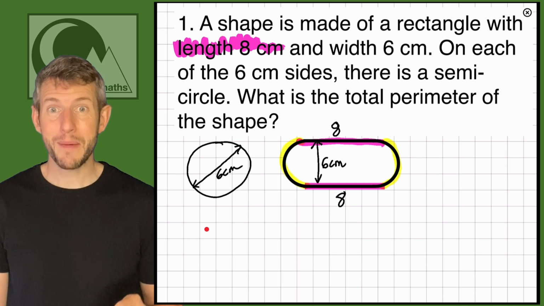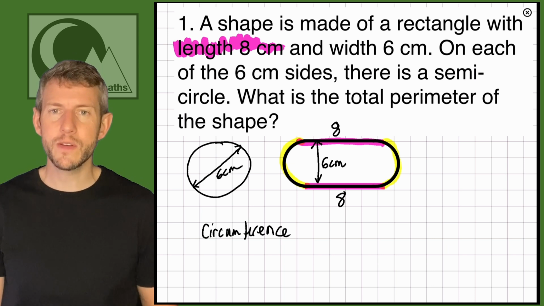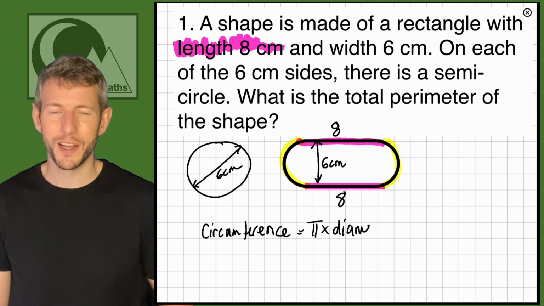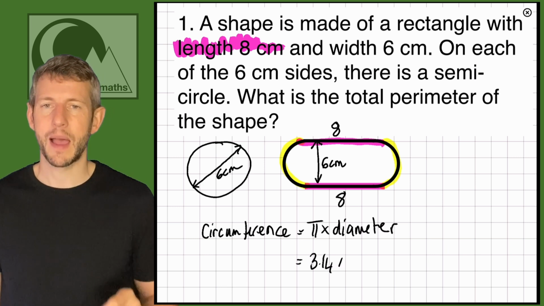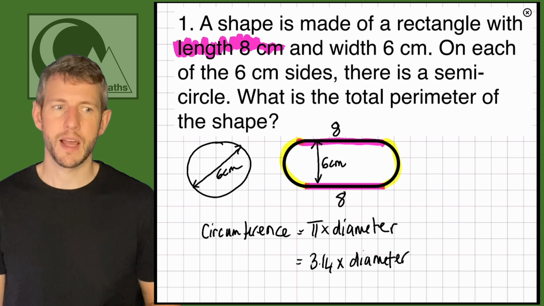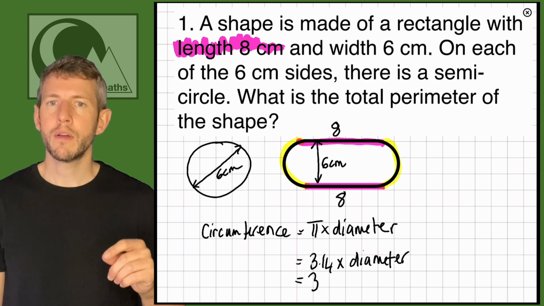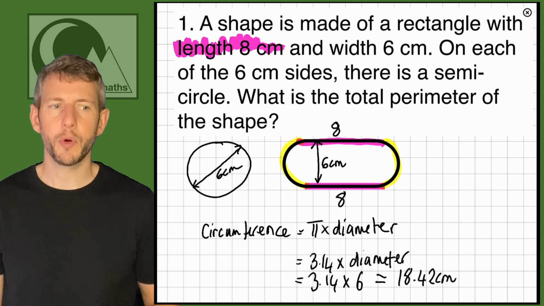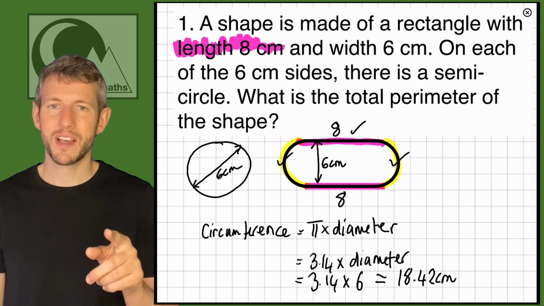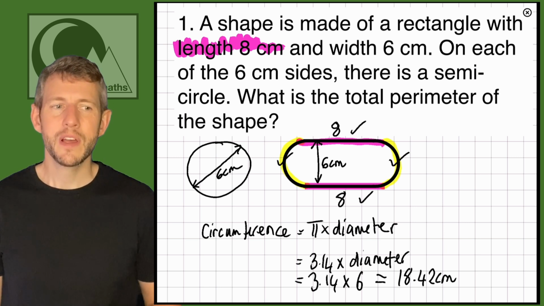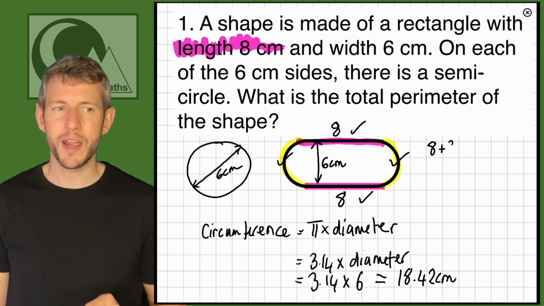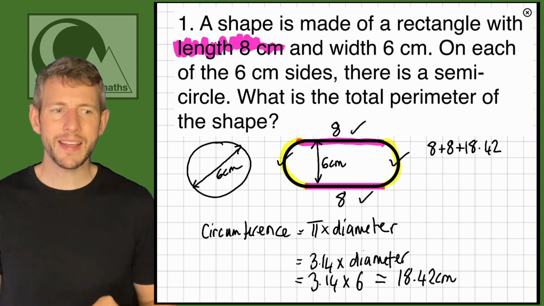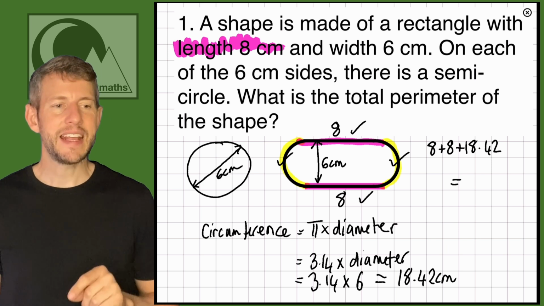Okay, so if the diameter of the circle is 6 centimetres, we can use our formula for the circumference of circles, and that is pi times diameter, or 3.14 times diameter. So I can do 6 centimetres multiplied by 3.14. So 6 times 3.14 equals 18.42 centimetres. So now I know the distance around the circle, and I know the 2 lengths as well. So to get the total perimeter of this shape, I'm going to have to do 8, add 8, add 18.42.